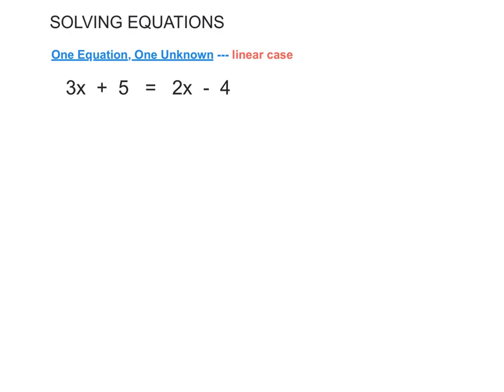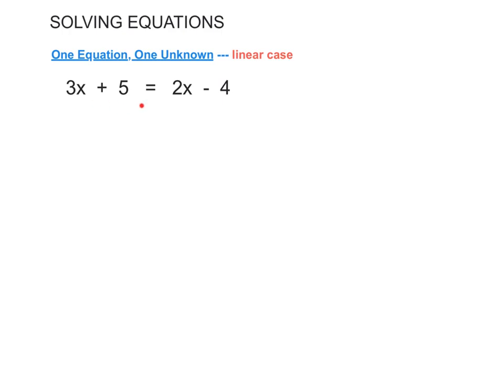So here's an example. 3x plus 5 equals 2x minus 4. This is a single equation. We have one unknown, x, that we're going to attempt to solve for. And it's called a linear equation because notice that it just involves an x term here. There's no x squared or x cubed terms appearing.